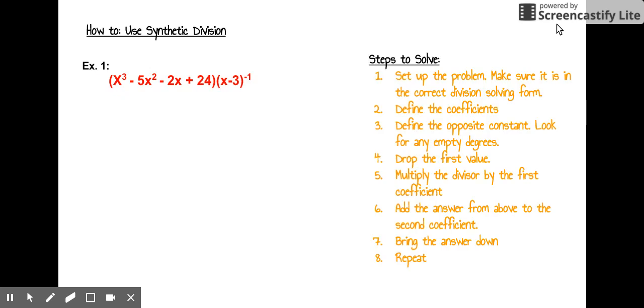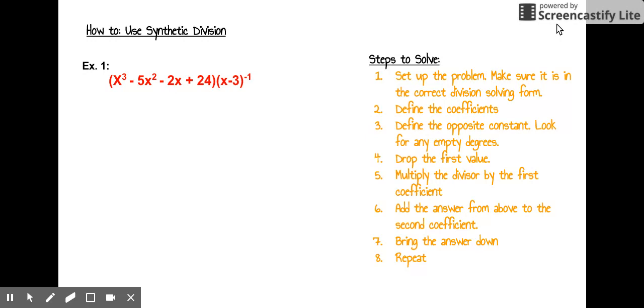So here's our first example. We have x cubed minus 5x squared minus 2x plus 24 times the quantity x minus 3 to the power of -1. On the right-hand side, I have some steps to solve, so we're going to be going through these. First, we want to set up the problem and make sure it is in the correct division form. Right now, this isn't a division problem. This is a multiplication problem.